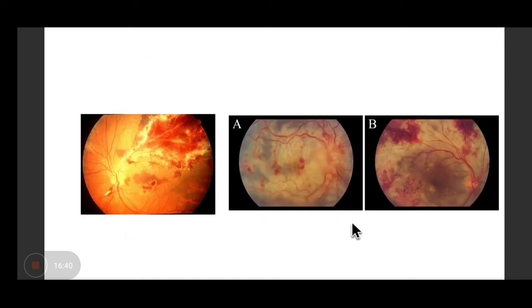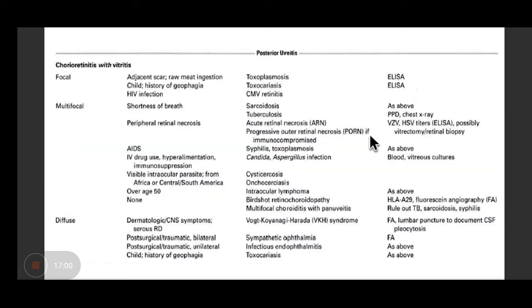What you will do in such patients is have the ELISA. So this is a patient with CMV retinitis. Look at these vessels. This is a viral etiology. You have to have ELISA for that. This is ARN, acute retinal necrosis, another viral etiology, and ELISA is the main investigation that you can do for these patients. So toxoplasma, toxocara, all you can investigate with ELISA if it's focal.